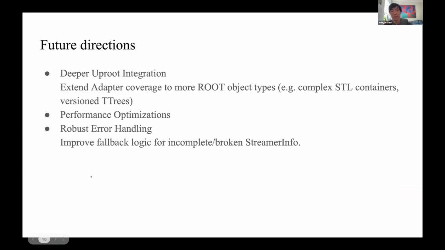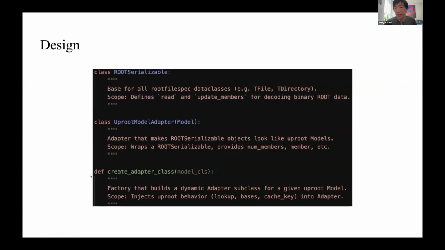Okay, so I think I'm running out of time, but to get into the design a little bit, rootFileSpec provides a modular decoding layer. Uproot stays focused on the high-level API and analysis logic, and the adapter just ties them together, making sure that Uproot's public interface remains intact. So this will make the code base easier to maintain and extend.